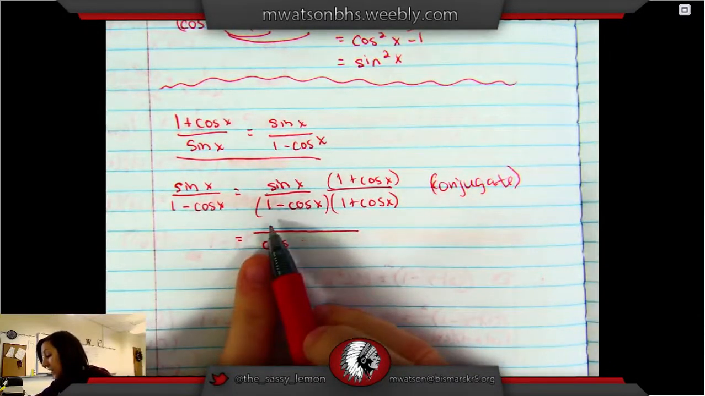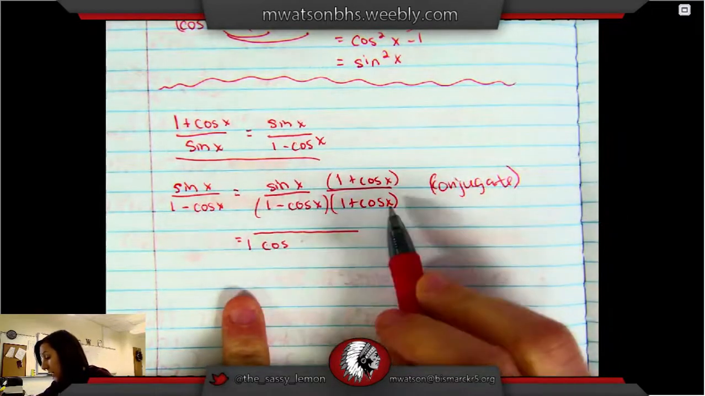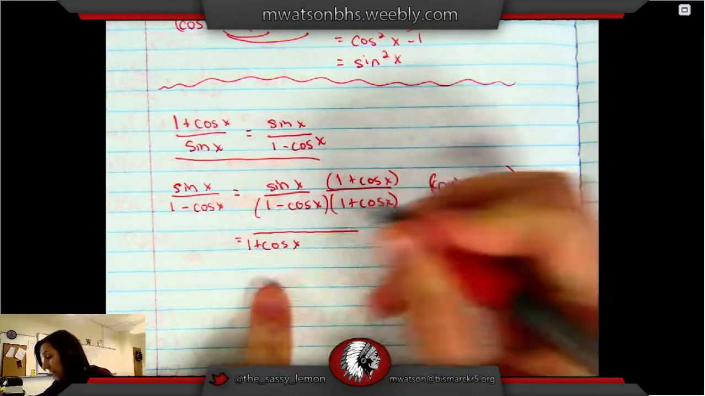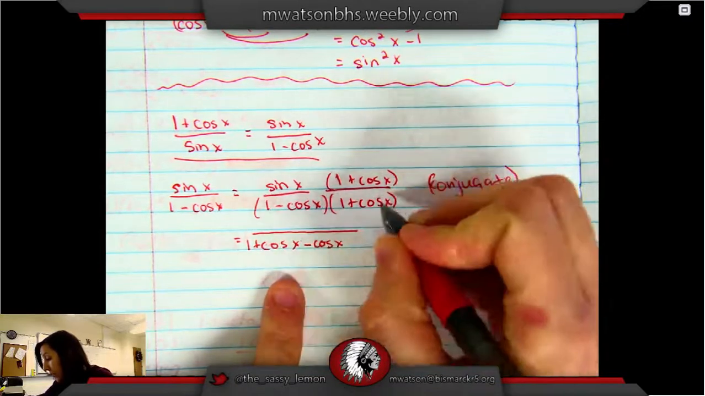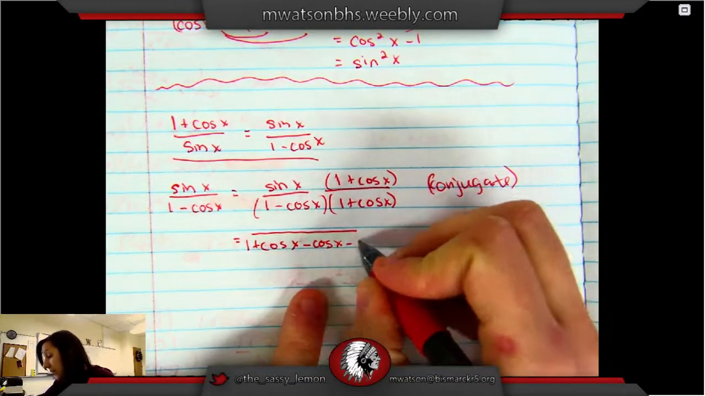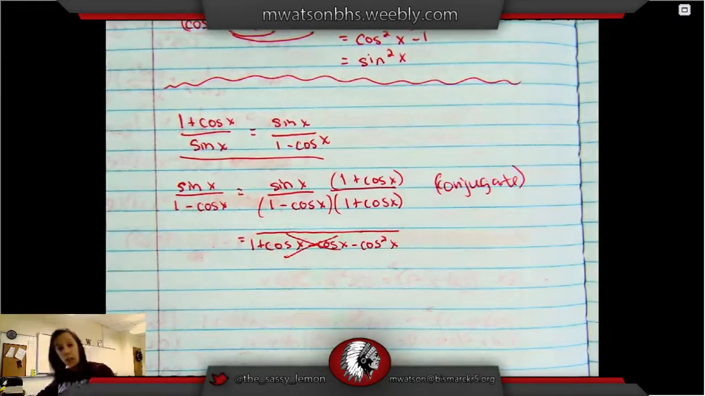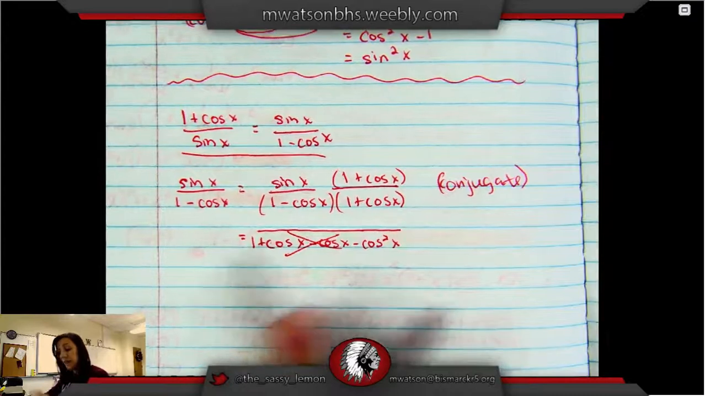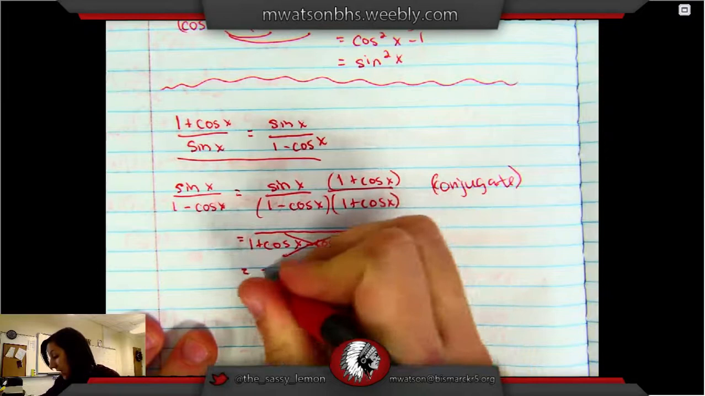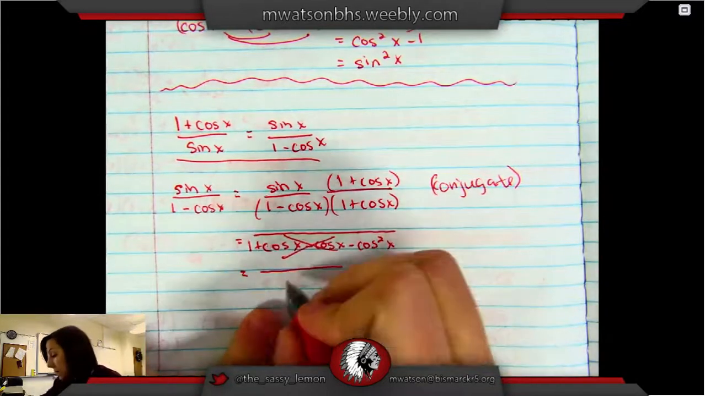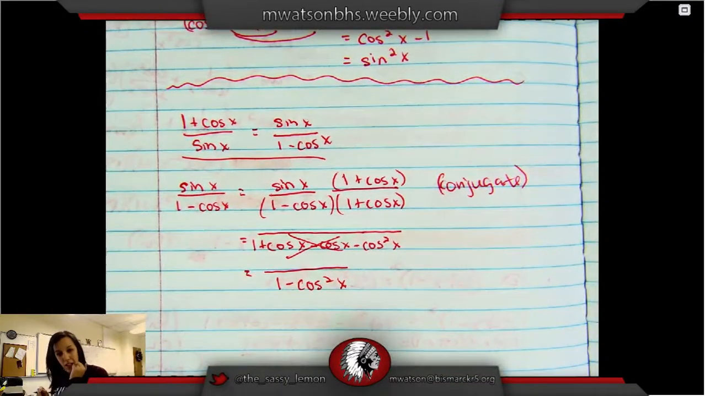So I apologize. It's going to be 1 times 1 is 1. 1 times cosine x is plus cosine x. Negative cosine x times 1 is negative cosine x. And negative cosine x times cosine x is negative cosine squared x. So again, you can see that conjugate at work. It makes the middle two terms eliminate one another. And I'm going to go ahead and bring that together in my next step and have 1 minus cosine squared x. So you can see how that's just a little bit different.